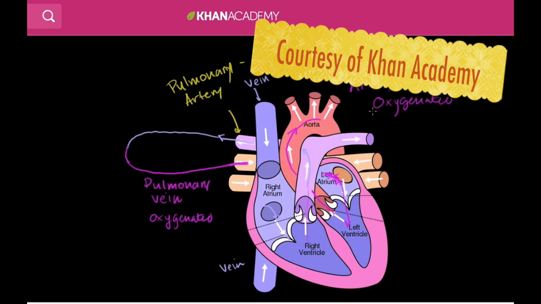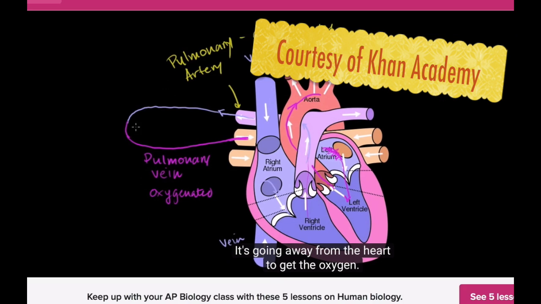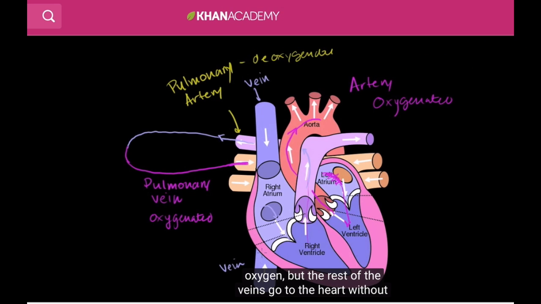And I want to make this clear: when we're dealing with non-pulmonary arteries, they're oxygenated, but a pulmonary artery has no oxygen. It has to go away from the heart to get the oxygen. Pulmonary vein comes from the lungs to the heart with oxygen, but the rest of the veins go to the heart without oxygen because they want to go into that pulmonary loop right there.